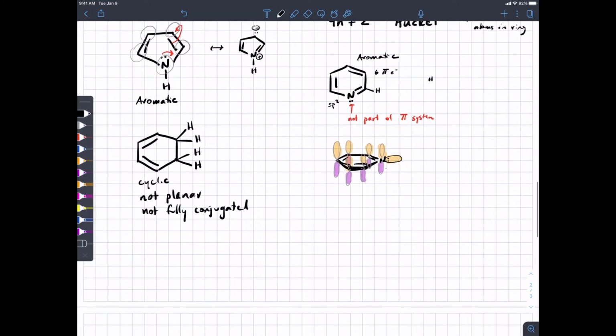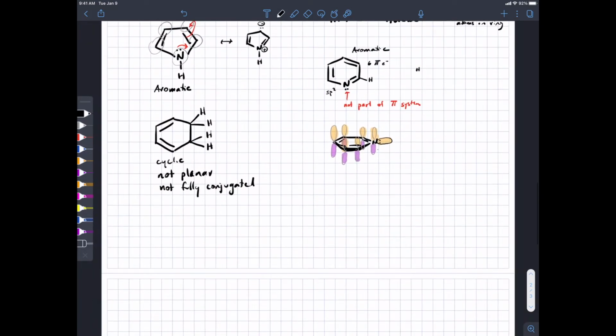But I want to return to this issue of what to do with heteroatoms. Let's imagine you have this molecule.